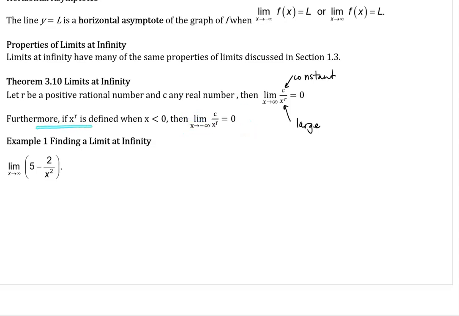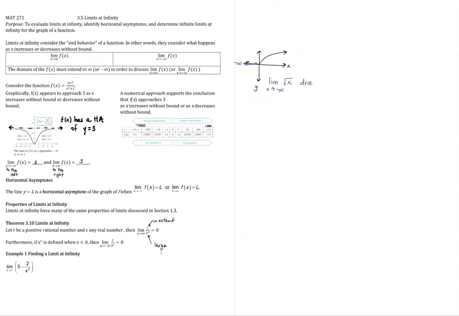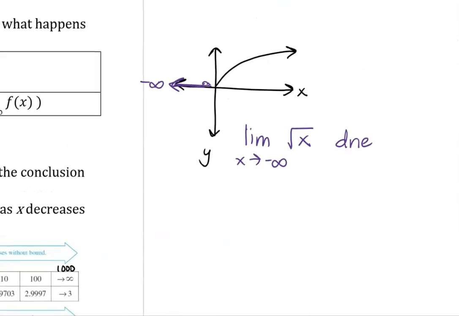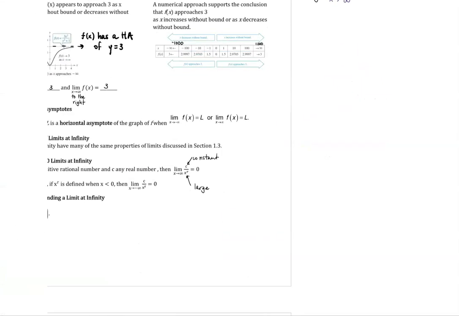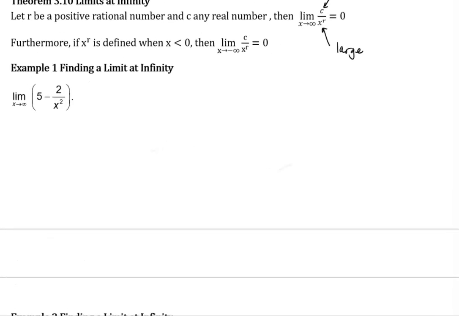Second part of this theorem says that the same thing happens as x approaches negative infinity, but you have to be careful and make sure that the function is defined when x is negative. Kind of like how we talked about earlier with the square root function, not defined when x is negative. Let's look at example 1.